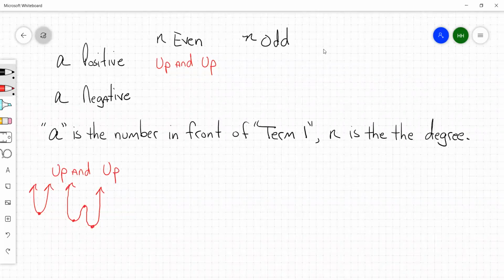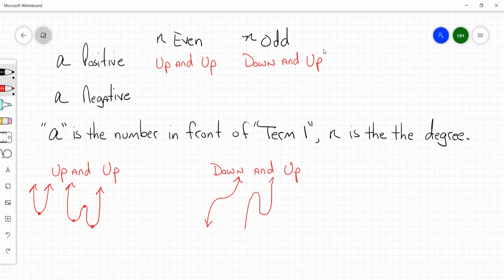So when you're looking at a polynomial and you're asked to determine its end behavior, if the a is positive and the n is even, the end behavior is up and up. If the a is positive and the n is odd, your end behavior is down and up. Down and up. An example of a graph that's down and up, right here. Down and up with more turns. Could be here, here. 2 turning points.